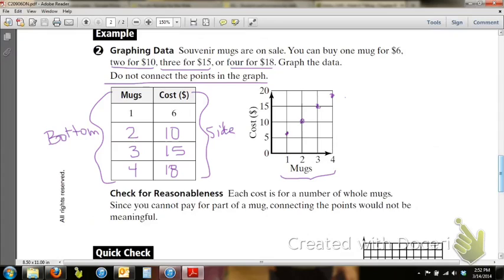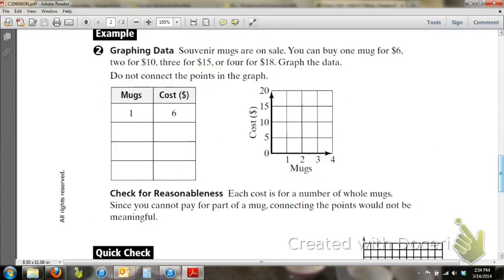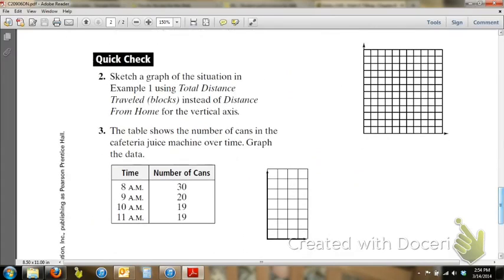Okay, so now you're going to try the quick checks. In quick check number 1, you're going to sketch a graph of the situation from example 1. So that was when Nancy is walking from home. So instead of using the distance that she traveled from home, this time use her total distance traveled. So how many blocks has she walked? So label that up over time, and you'll get different numbers on the vertical part. So try your best to graph that.